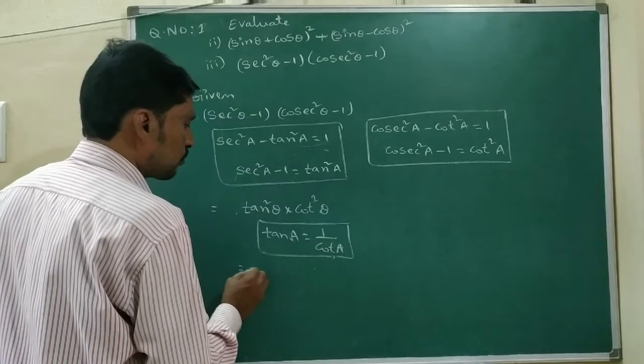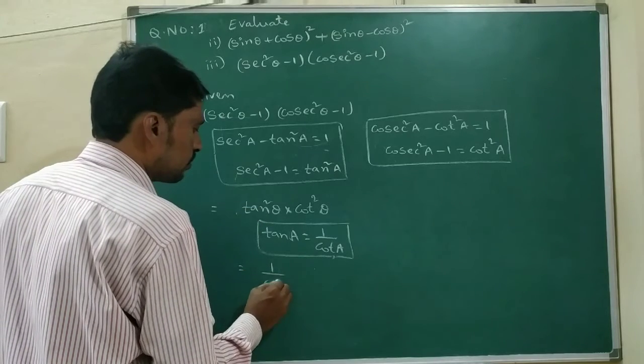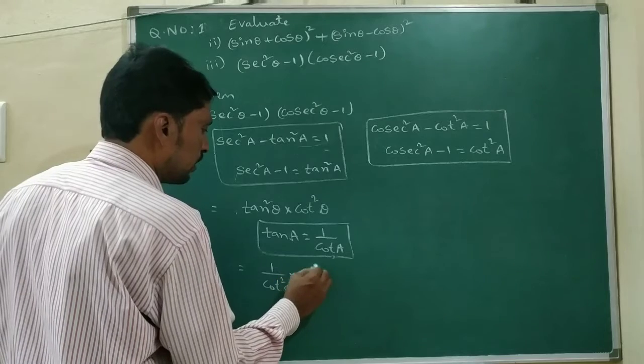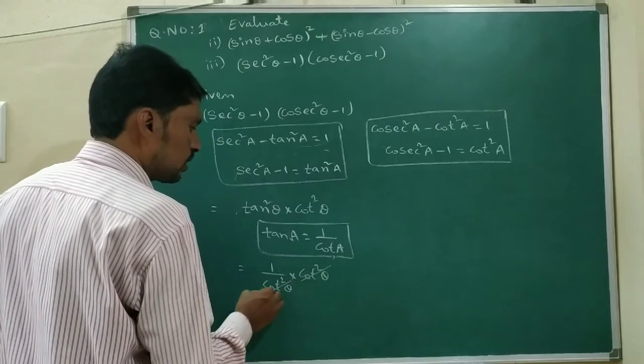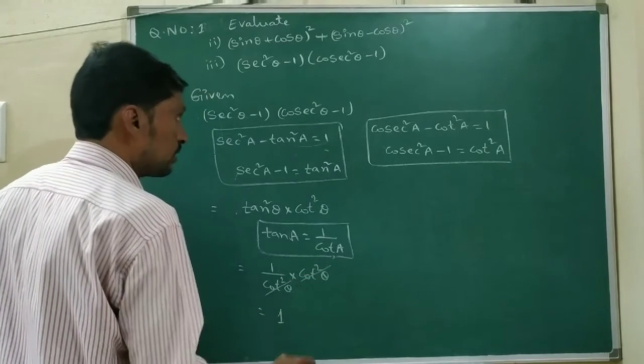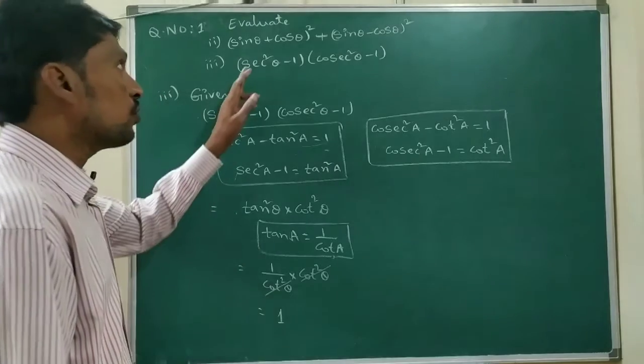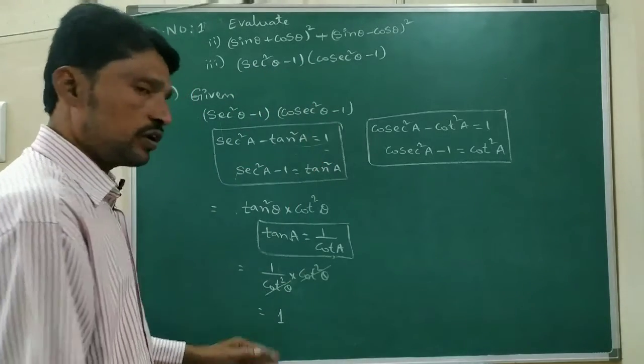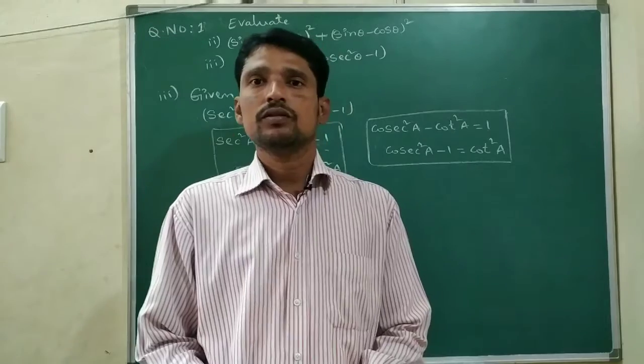Tan square theta becomes 1 by cot square theta, into cot square theta as it is. Cot square theta gets cancelled, means we are getting the answer as 1. So sec square theta minus 1 into cosec square theta minus 1, the value we got is 1.